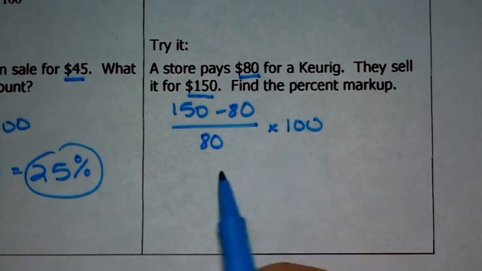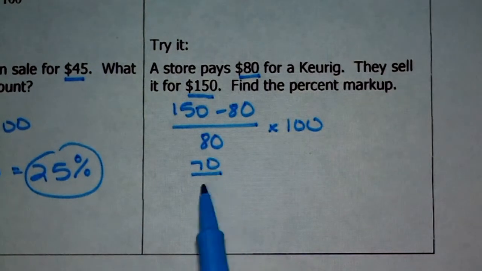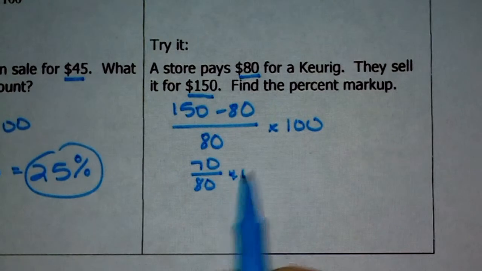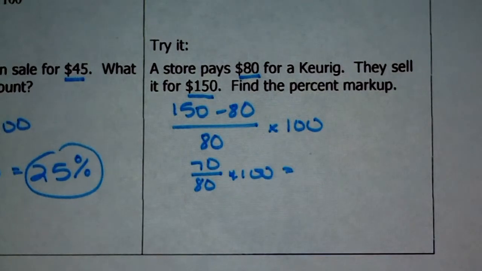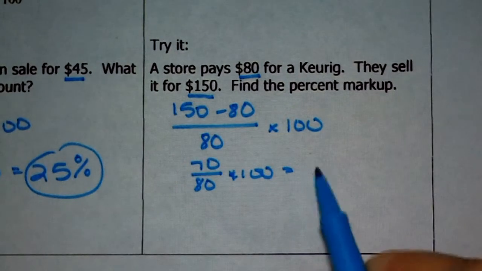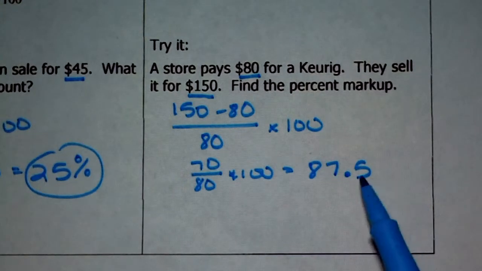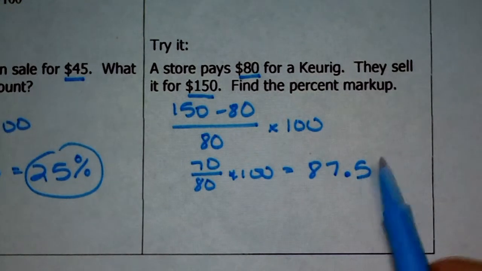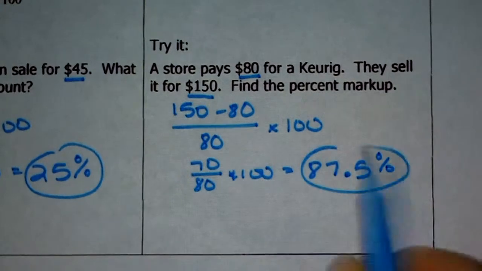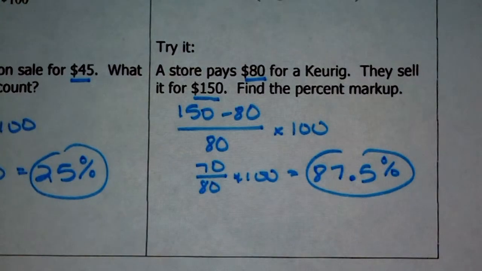So 150 minus 80 is 70. 70 divided by 80 times 100 is what's going to give you your answer. So let's do that. And we end up getting 87.5. And it's not dollars. We're trying to find a percent markup, right? 87.5%. So they marked the Keurig up 87.5%. That's how much profit they're going to end up making on that.